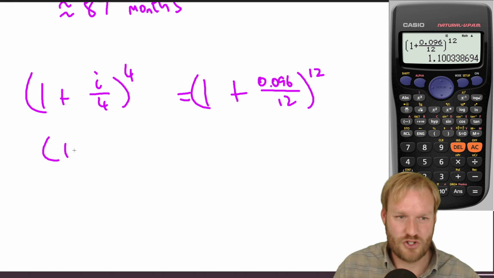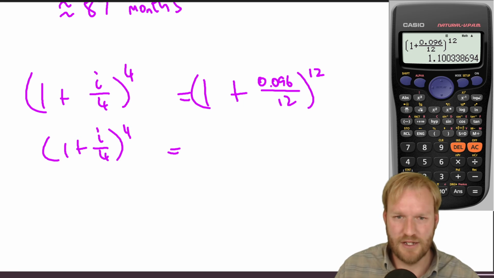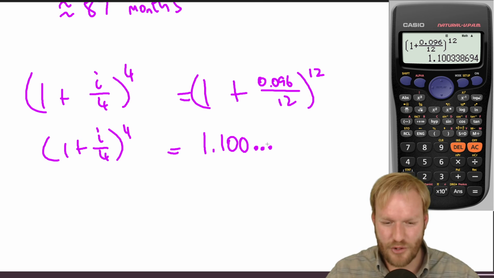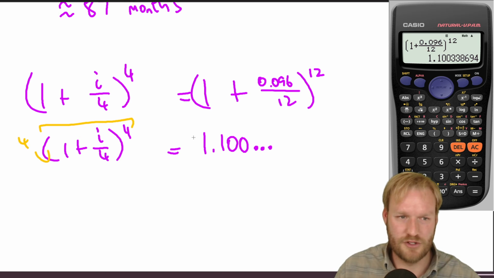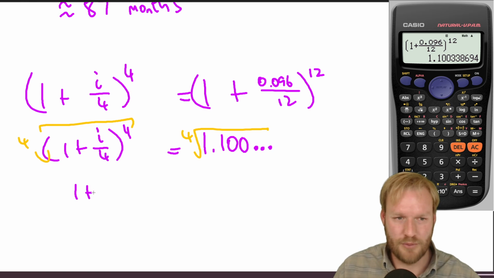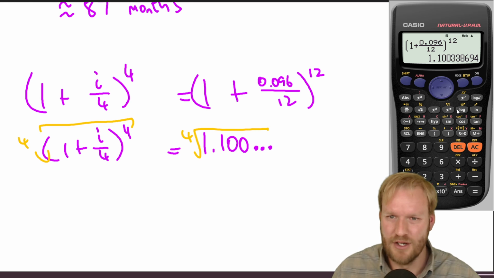So we got 1.1 what is that whole thing. So let me just show my thinking here. How many of these steps you show is really up to you. 1.1002... just to indicate that we're not rounding off yet. And now we're going to take the fourth root of each side. So, if we took the fourth root of that side and the fourth root of that side, we'll just be left with 1 plus i over 4. Then we're going to subtract 1 and then multiply by 4. So again, how many of these steps you show, because of course you're doing it all in the calculator anyway.